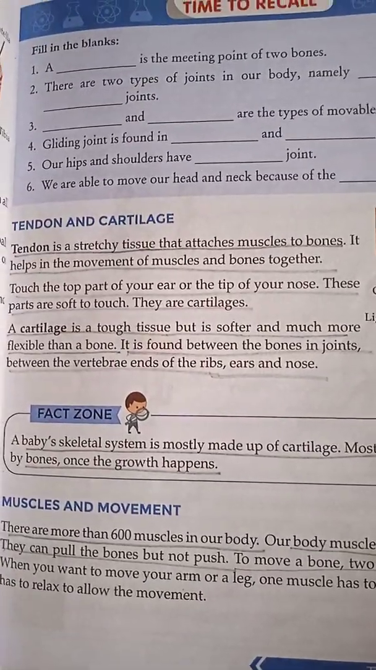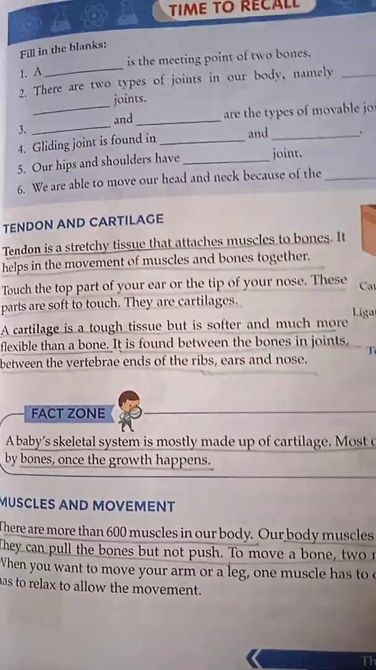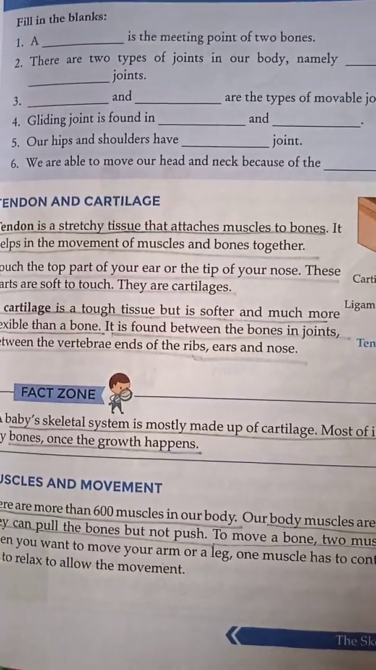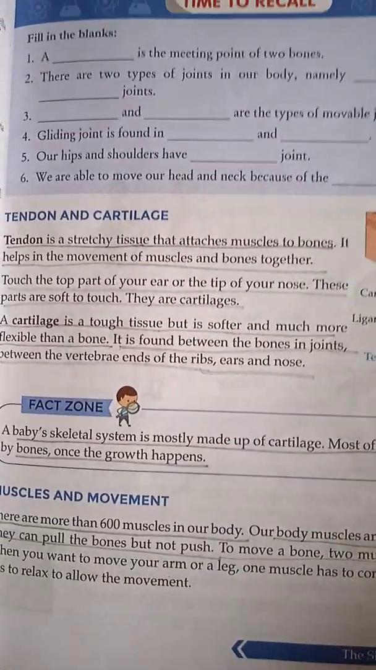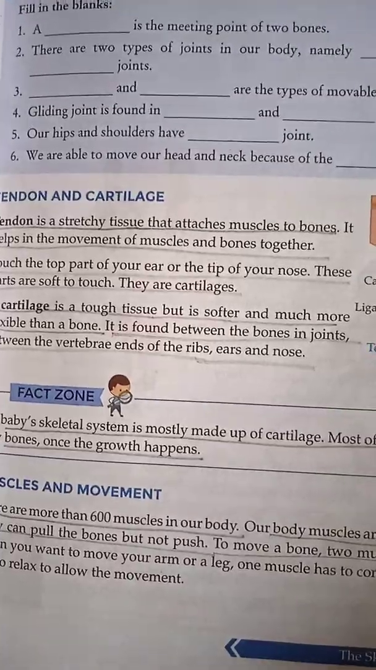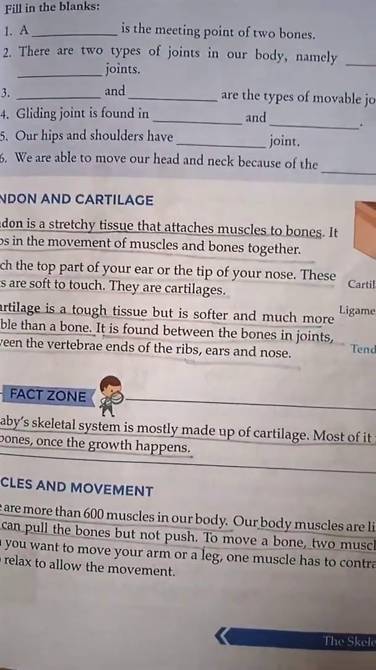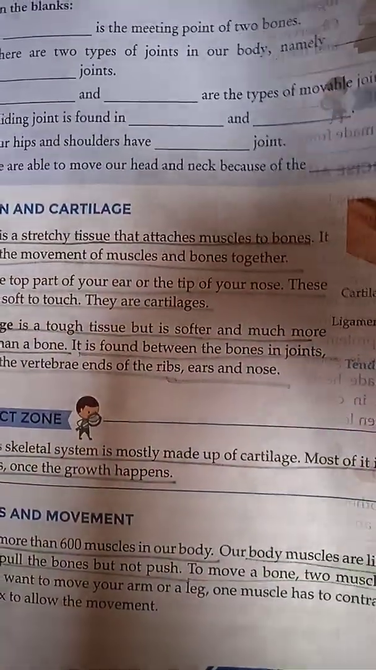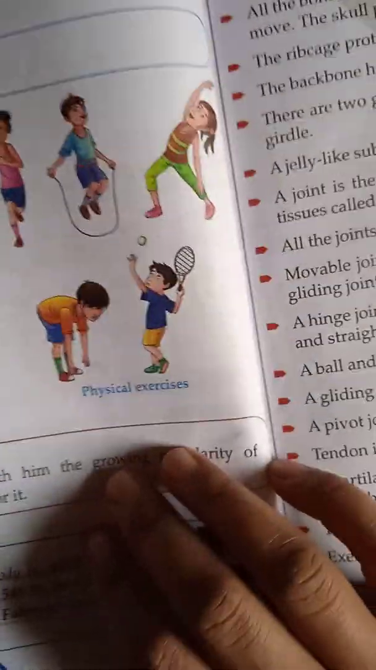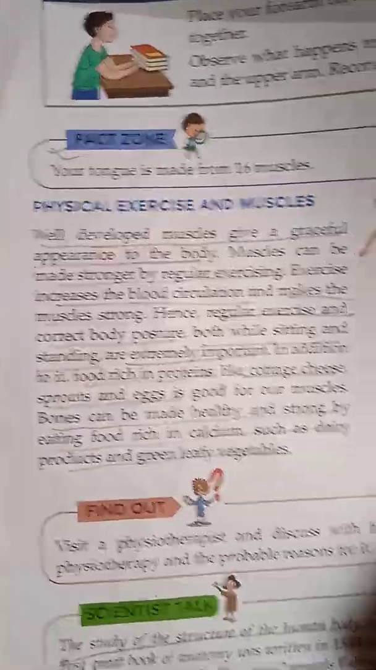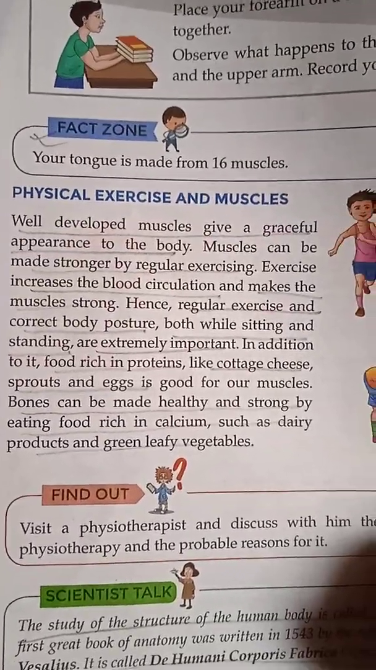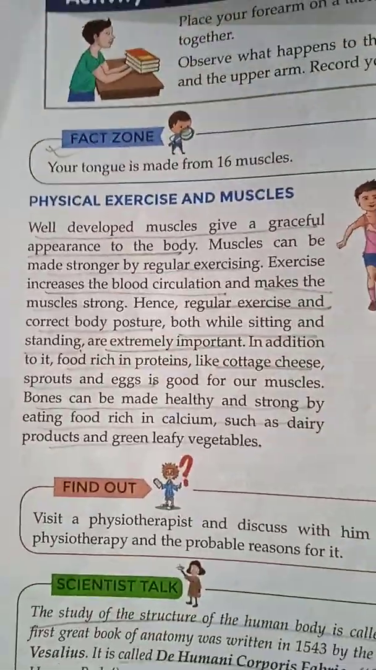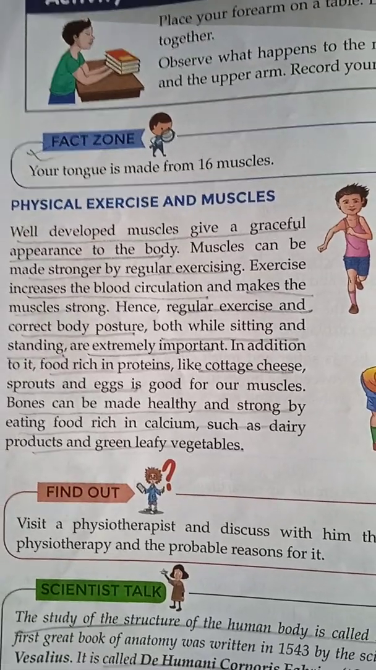Okay, now muscles and movement. There are 600 types of muscles present in our body. These muscles are rubber-like: when you pull them and leave them, they come back to their own position. And to move a bone, two muscles are involved. Whenever a bone is moving, that means the muscles are also involved. Our tongue, you must have touched your tongue, it doesn't have any bones, it is made up of muscles. And how many kinds of muscles are there? 16 different kinds of muscles are there.